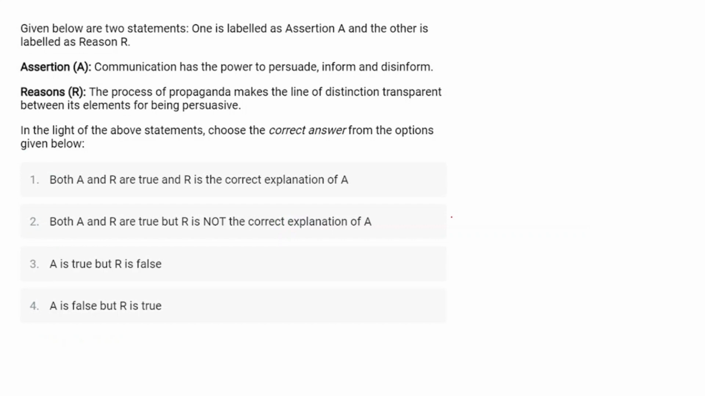Next, given below are two statements. One is labeled as assertion A and the other is labeled as reason R. Assertion: communication has the power to persuade, inform and disinform. Reason: the process of propaganda makes the line of distinction transparent between its elements for being persuasive. In the light of the above statements, choose the correct answer from the options given below. Anyone?